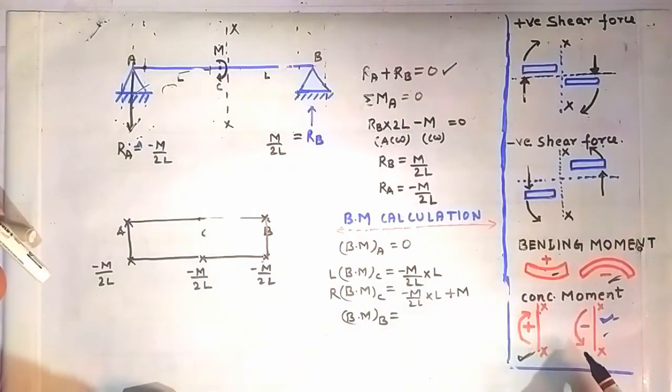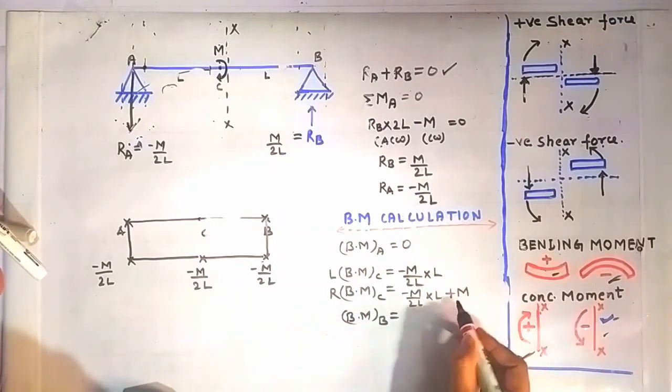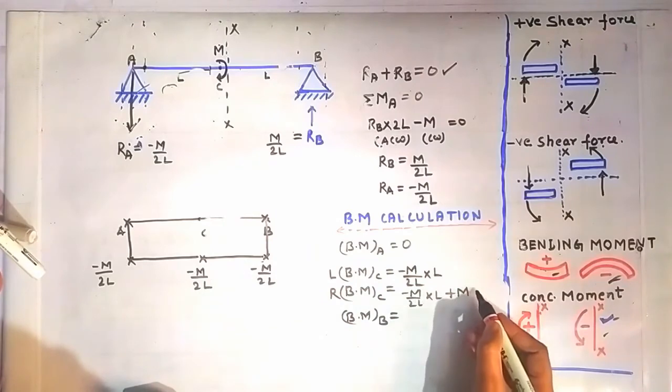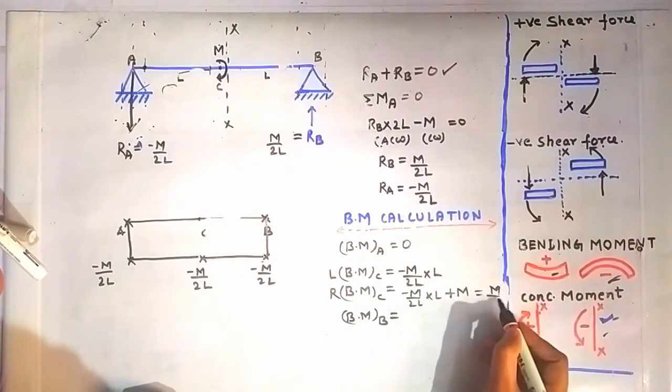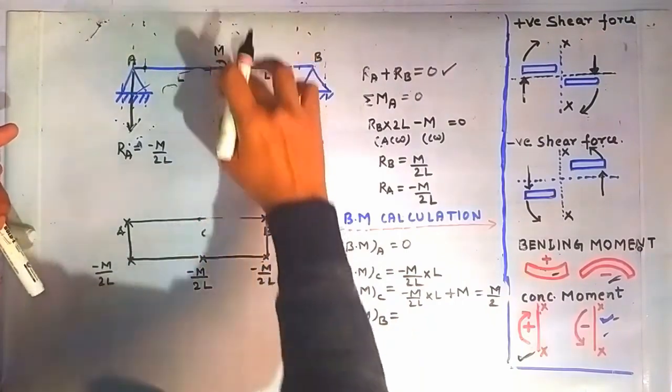Why? Because using this sign convention, any moment which is lying on the left hand side of a section and is going in clockwise direction is treated as positive. So that's why it is treated as positive. Now it will give us the value of m by 2. Okay, now we will calculate the bending moment at the point B.